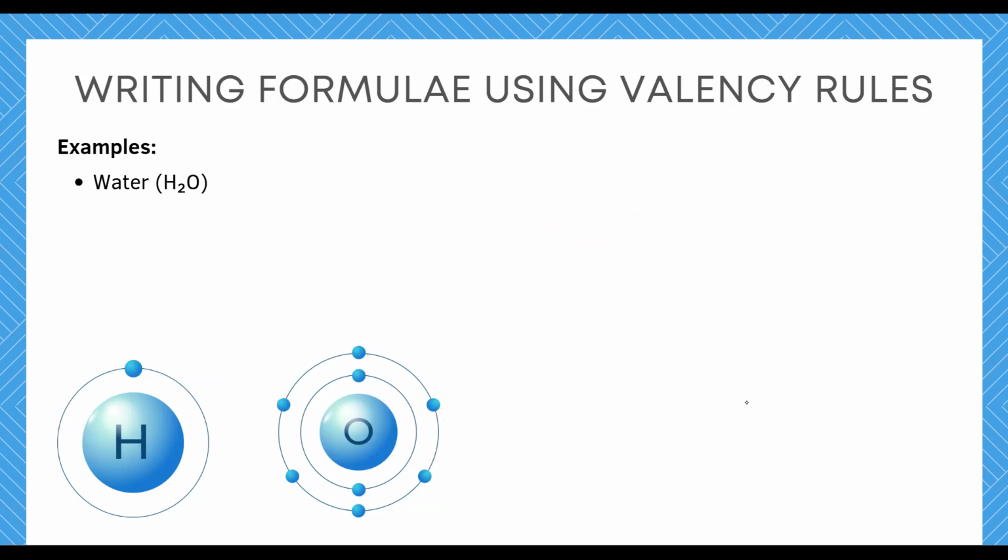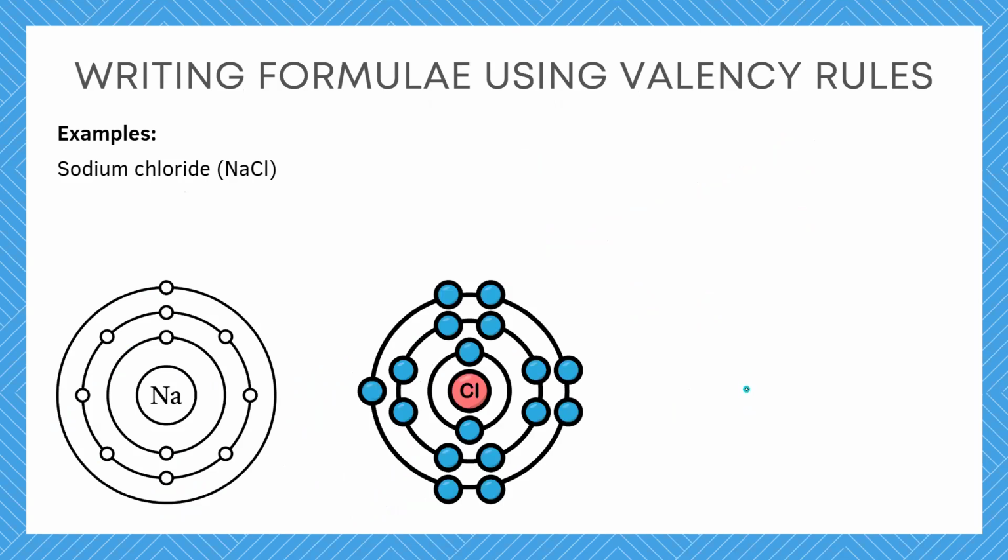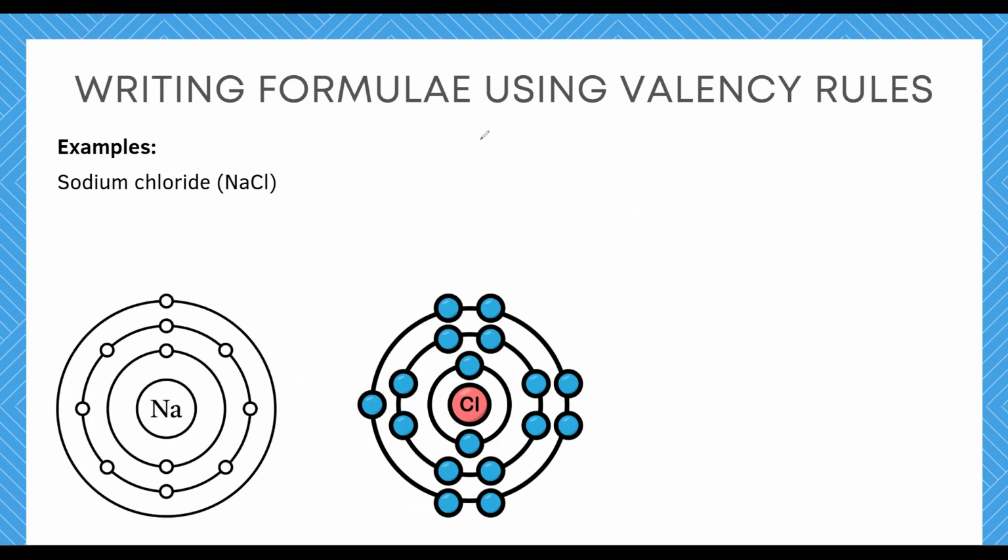Let's do the next example, shall we? Good. So the next example we have is sodium chloride, NaCl. So let's go ahead and do this example. How do we do it now? First step is what? Write the formula using valency rules. Yes, so what's the first step now? Oh yeah, write the symbols: Na, Cl.